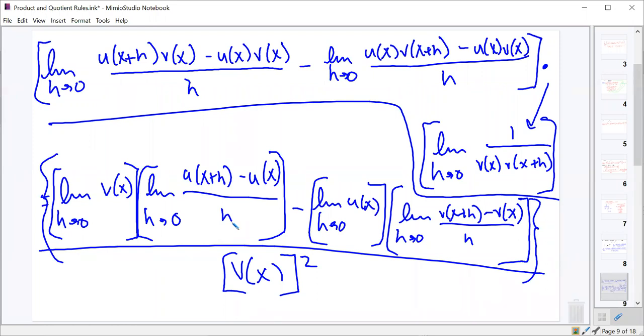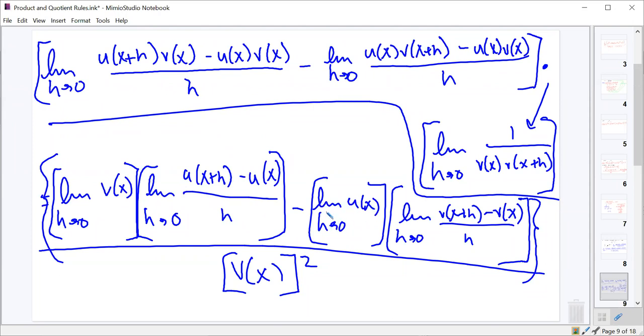The derivative of u of x. Indeterminate? Right, it's indeterminate, but it is this limit definition of our derivative. It's the limit as h approaches 0 of u of x plus h minus u of x over h. And that's the derivative of u. So this piece is v, this piece is the derivative of u.